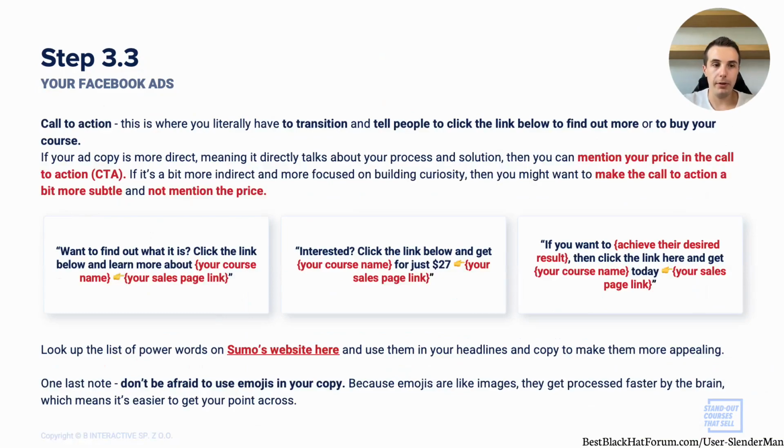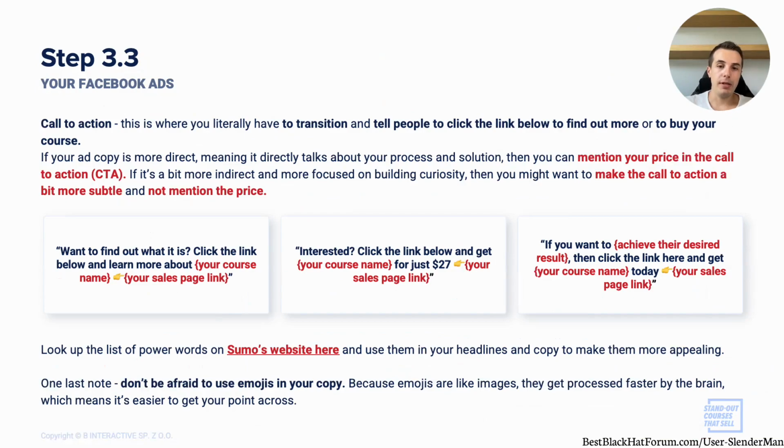Now, the final part of the ad is going to be the call to action section, which is where we have to transition and tell people to click the link below to find out more or to buy your course. And if your ad copy is more direct, meaning it talks very directly about your process and your solution, then you can mention your price in your call to action, and that's going to act as an additional filter for the people who click your ads. If it's a little bit more indirect and more focused on building curiosity, then you might want to make the call to action a little bit more subtle and not mention the price.